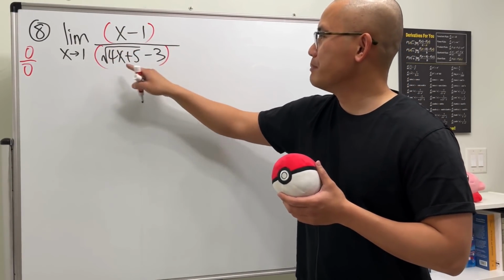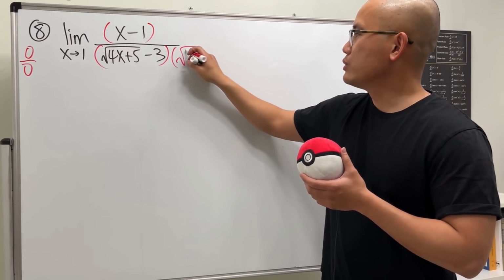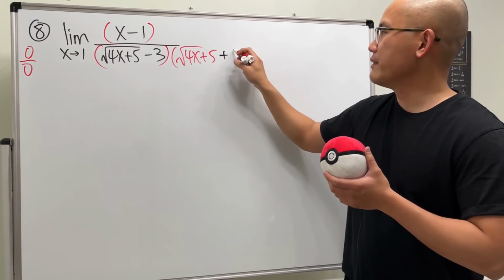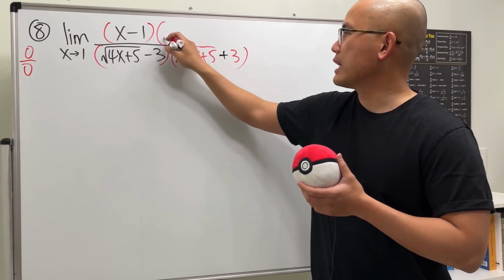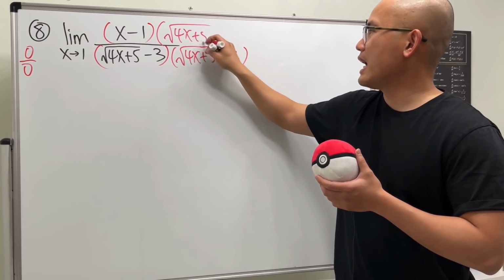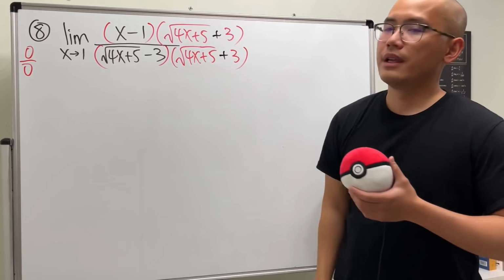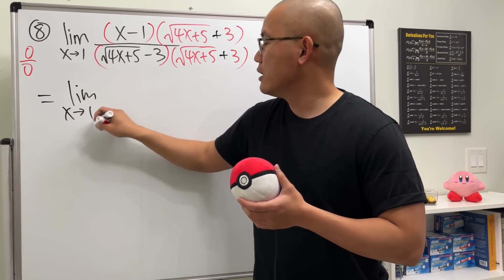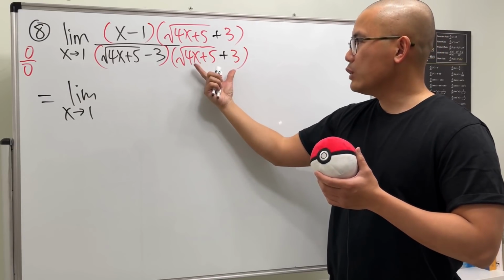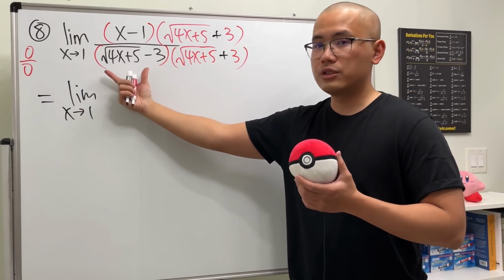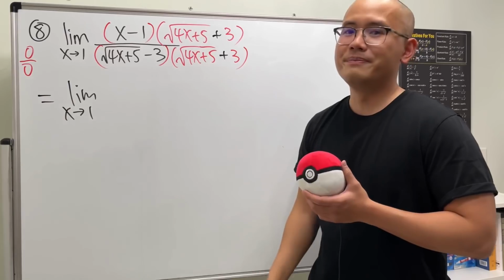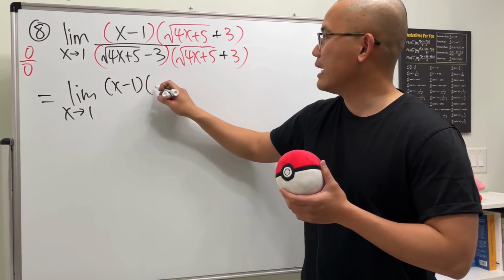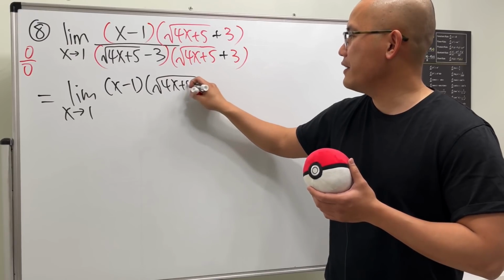So multiply the top and bottom by the conjugate of this, which is square root of 4x plus 5. Change this to a plus, and then we have the 3. And of course, do the same thing on the top. Square root of 4x plus 5 plus 3. And then let's see. On the top is just going to be that. Because the reason that we multiply this is because we want to fix the square root on the bottom. So we keep the top as how it is. X minus 1 times square root of 4x plus 5 and then plus 3.